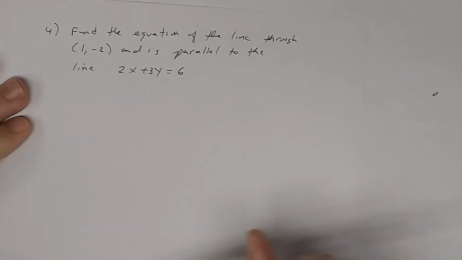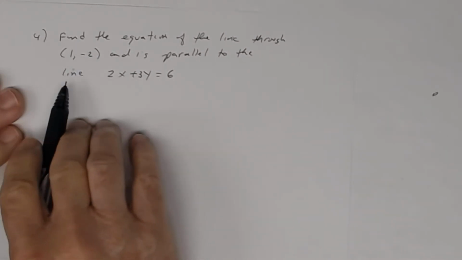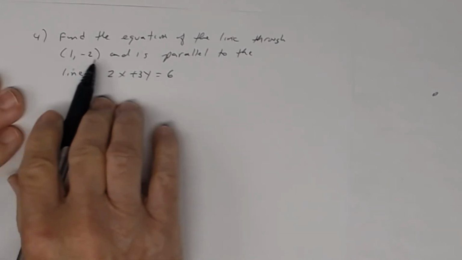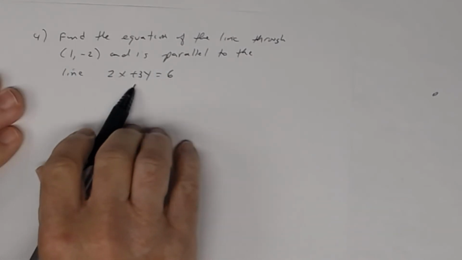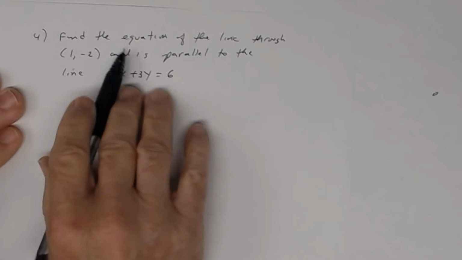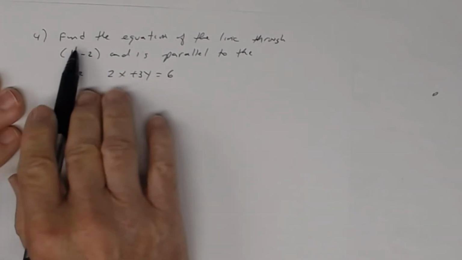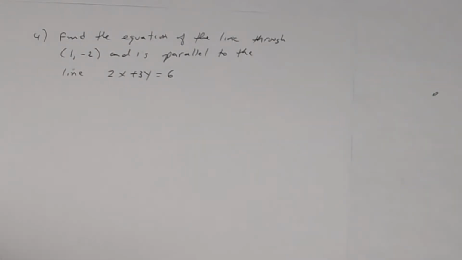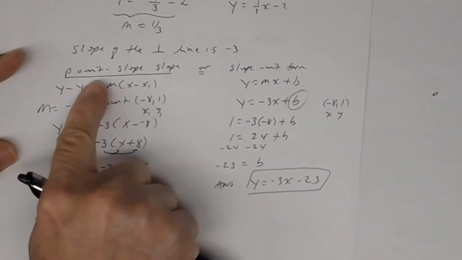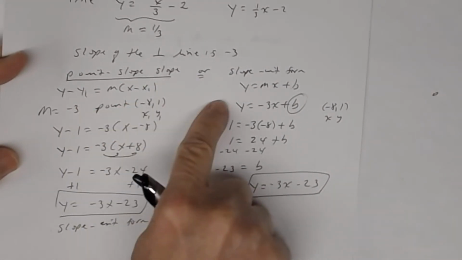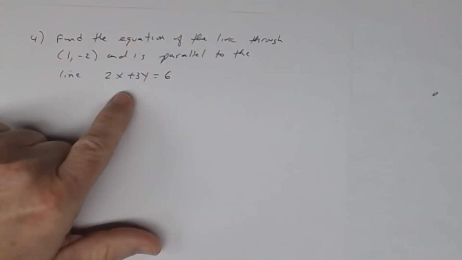Okay, let's look at number 4. It's not difficult at all. Fairly simple process. In number 4, you want to find the equation of a line that goes through this point and is parallel to this line. Remember, parallel lines have the same slope. So regardless of which formula I use, both of them require a slope. So I've got to find the slope of this line.